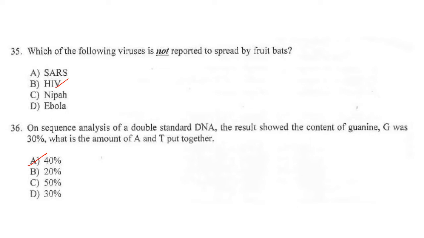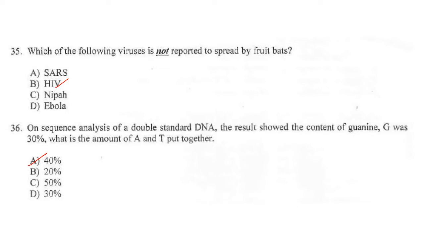Then, on the sequence analysis of a double-stranded DNA, the result showed the content of guanine was 30%. What is the amount of A and T put together? So, G is 30%, then the DNA is double-stranded, so C also will be 30%. So, G plus C will be 60%. And they have asked how much will be A plus T. So, 100 minus 60, that is 40%. So, the answer is option A, 40%.